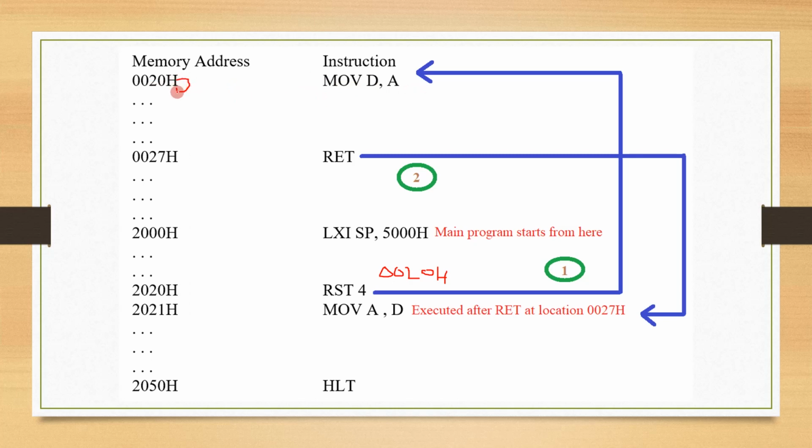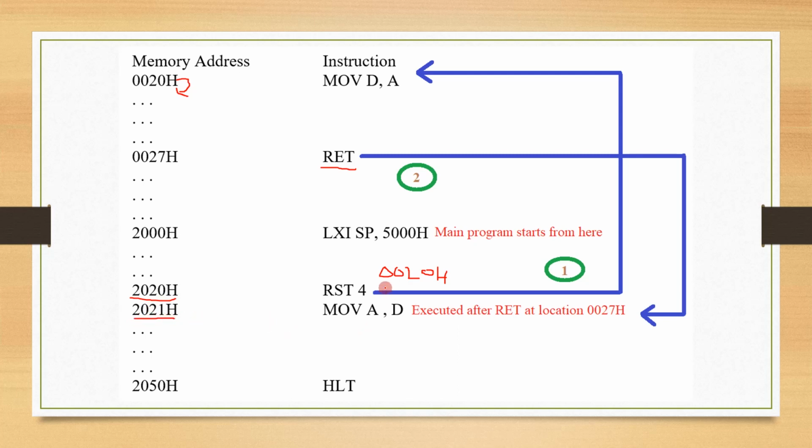Then at 0021H there will be the next instruction, then 0022, then 0023, and when it reaches 0027H, it encounters RET, that is the return instruction, which tells the processor that the subroutine is finished and it has to jump back to where it had left. It had left here, so it will be back to 2021H.